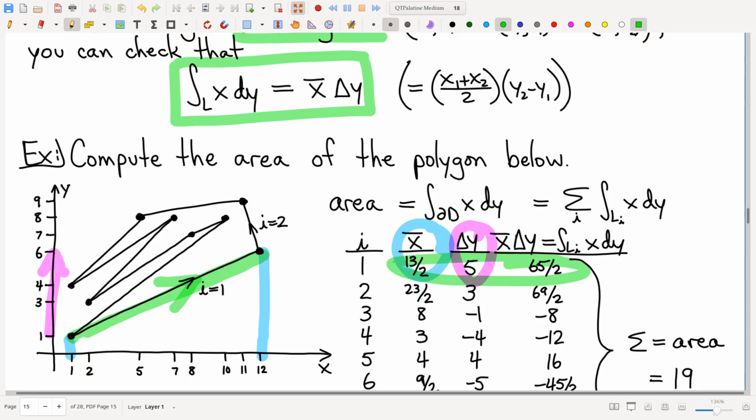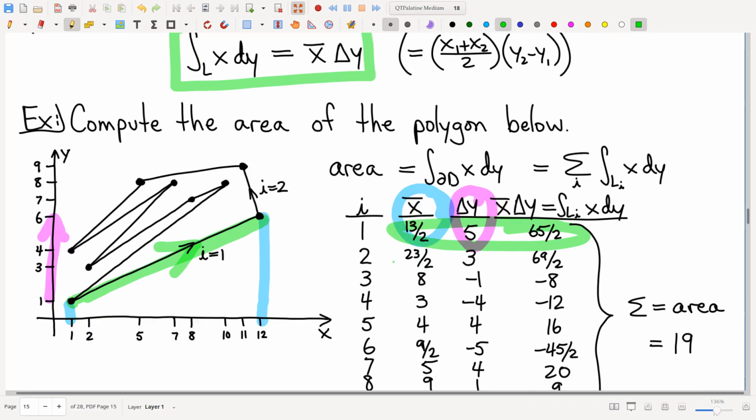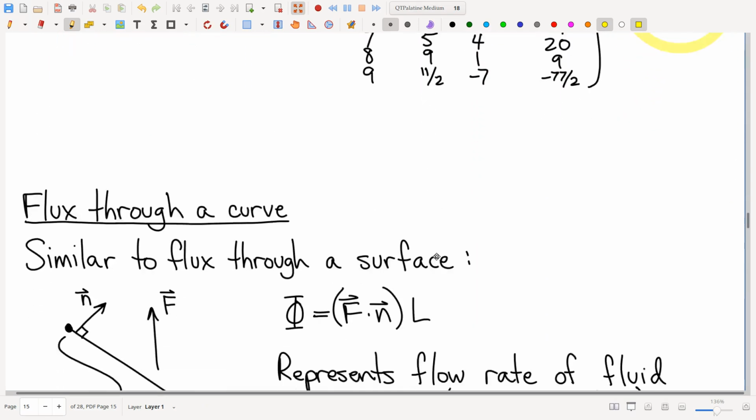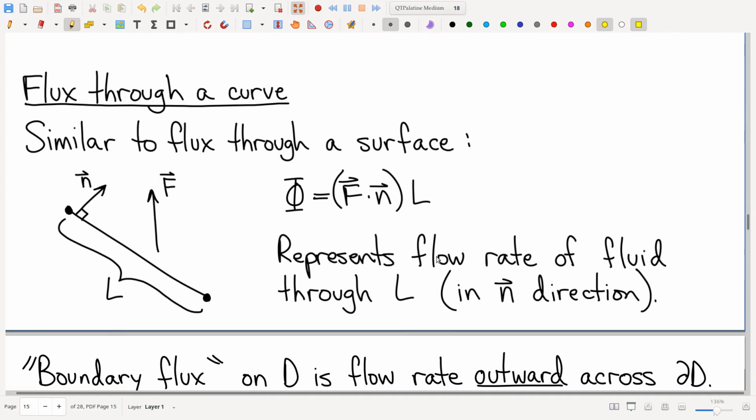You can check the arithmetic if you like. But we computed the total area here, this wacky thing, whatever that is, and that area is 19. So, kind of a neat application. Comes up sometimes. Okay. All right, so next thing, flux through a curve.